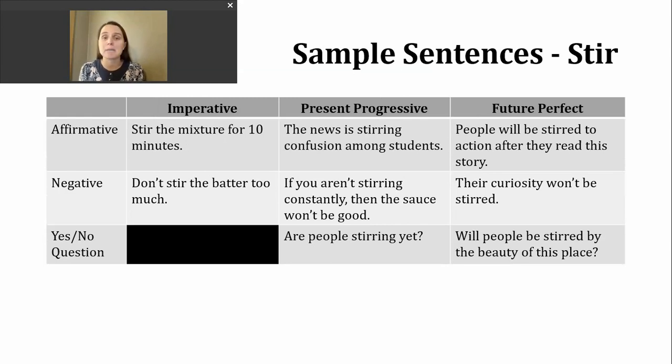Let's continue practicing using stir in a few different verb tenses. Today we'll look at the imperative, the present progressive, and future perfect. I chose the imperative, which some people might know more as commands, because these are words you will likely see in recipes that are giving you directions on how to cook a particular dish.